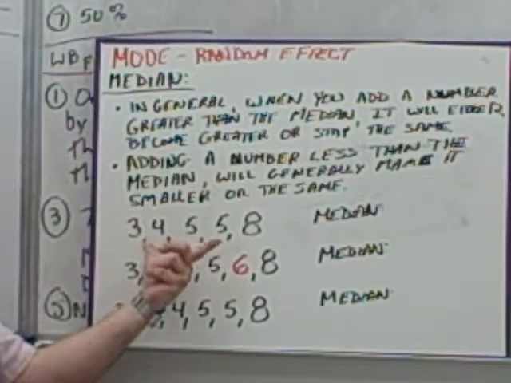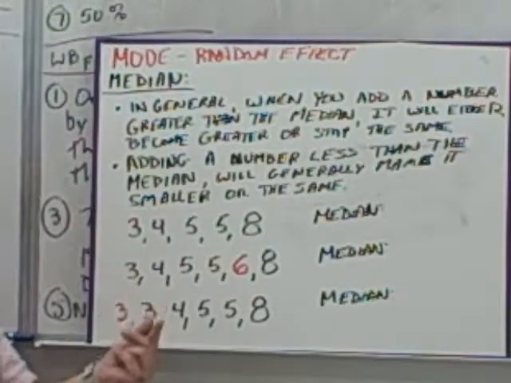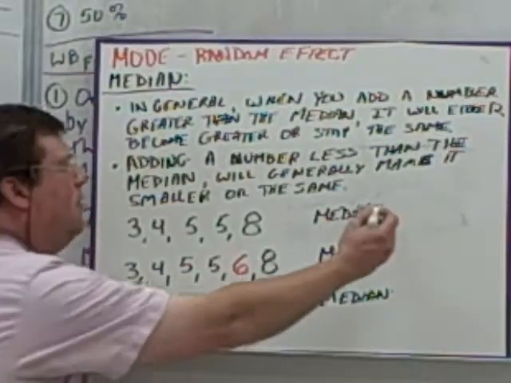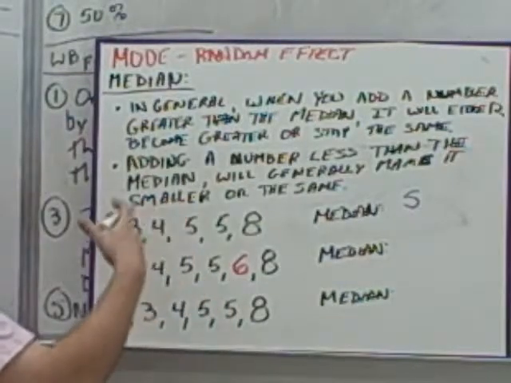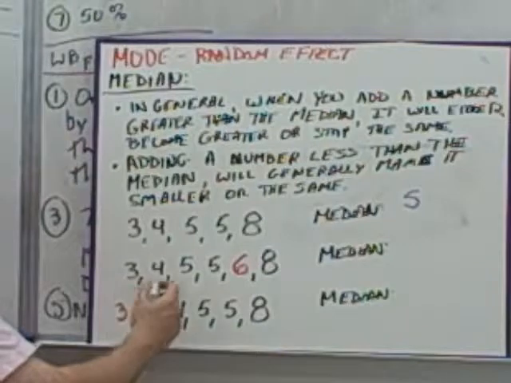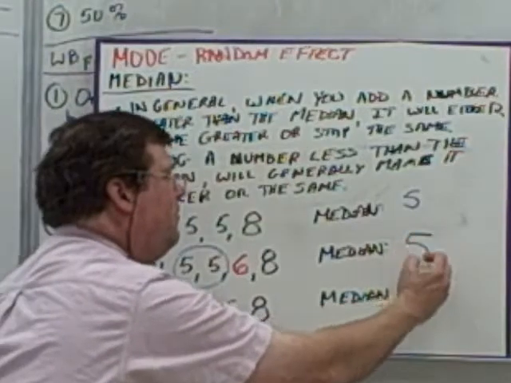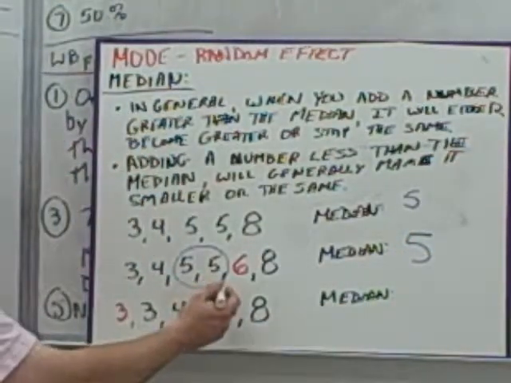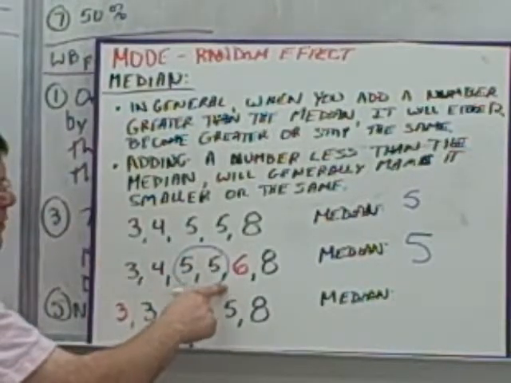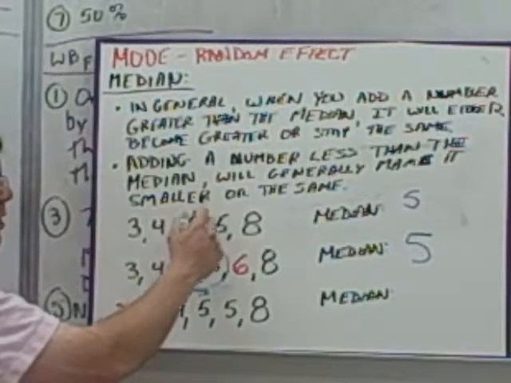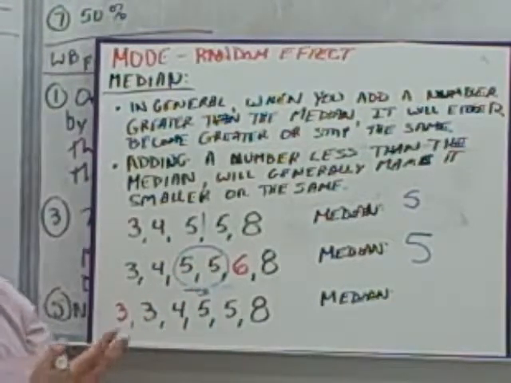Let's say we have this group here. We have 3, 4, 5, 5, 8. The middle number here is the 5. When I add in a 6, this number is greater than that, and I said it's either going to get bigger or stay the same. Well, the middle number here is going to be the two 5s, which when you average them still gives you 5. So although it did shift the median over a little bit from the 5 to the middle of the 5 and 5, it didn't change the value because of that repeat in there.